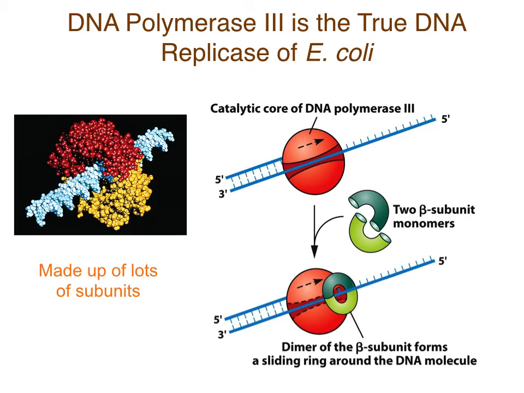This slide shows you a little bit more detail of DNA polymerase 3. It's made up of lots of subunits here. 2 beta subunits form this kind of sliding ring that's sort of in the advanced part of the DNA polymerase.